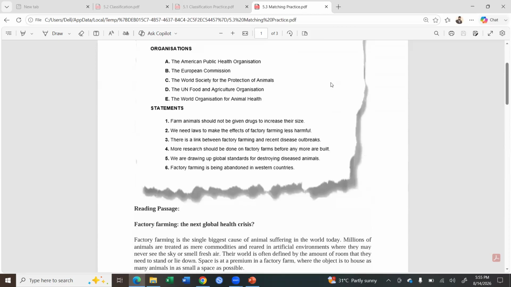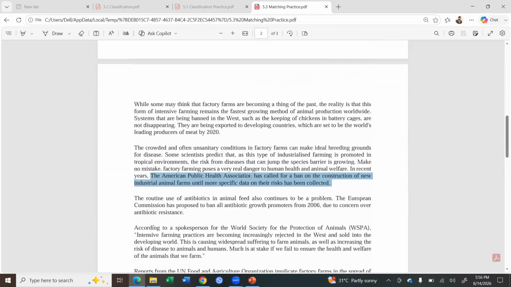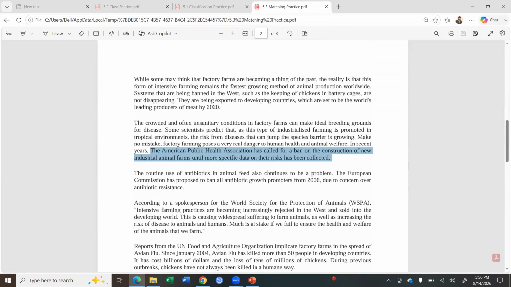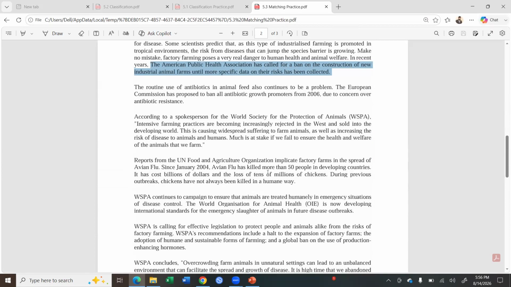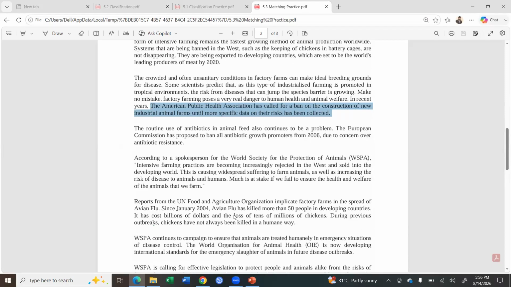Farm animals should not be given drugs. Can you see anything related to the drugs here in this statement? Do you see anything related to drugs? Atika, I'm asking you. Do you see anything? No, sir. Okay. Sir, there is a word antibiotics, growth promoters from 2006. Antibiotics is drug. Where, in which paragraph?